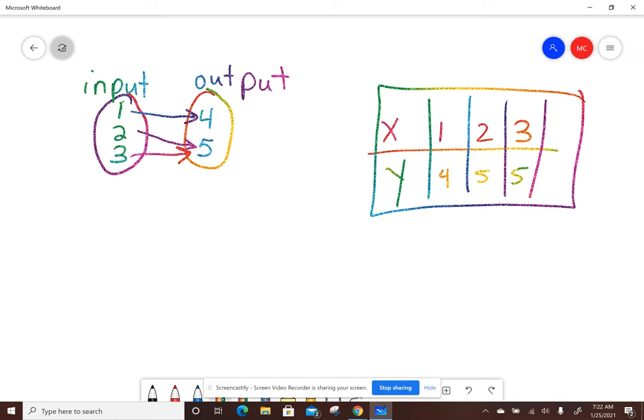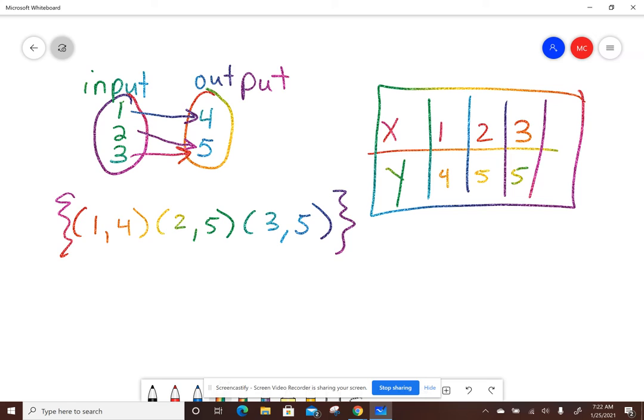Now, I could also write it as a set of ordered pairs, and I could say 1 goes with 4, 2 goes with 5, and 3 goes with 5. That's another way of representing my function, my relation, or my set of ordered pairs. Now notice, none of the x values repeat. When none of the x values repeat, that means for each input, there's only one output.